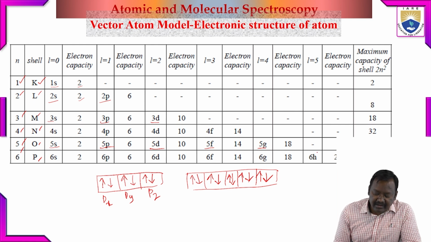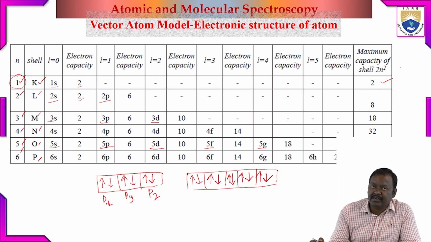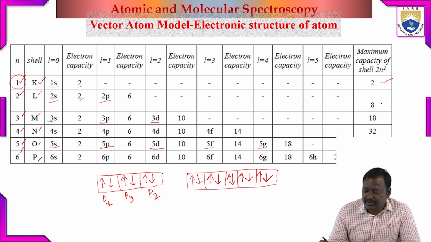So in this way, the maximum number of electrons that can be filled in the first orbital for n equal to 1, maximum 2 electrons can be filled. Second orbital 8, third orbital 18, fourth orbital 32, fifth orbital 50, and sixth orbital or sixth shell, we can call it shell also, 72 electrons can be filled with n value 6.